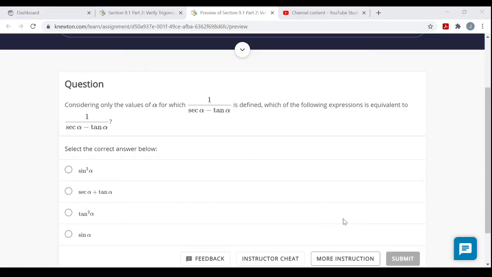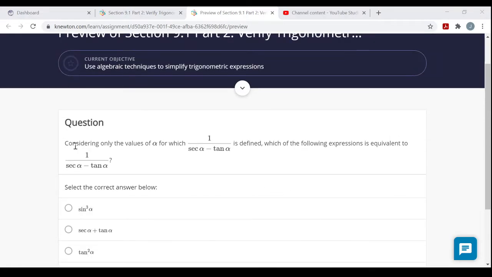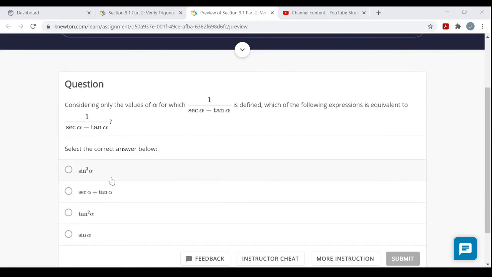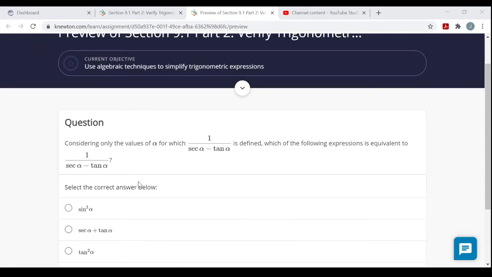see if that'll help. Alright, so what we're asked to do here is, we're considering only the values of alpha for which 1 divided by secant alpha minus tangent alpha is defined, right? So only values of alpha that actually make this a defined value, we don't want things to be undefined. So which of the following expressions is equivalent to this? We have 4 options here.